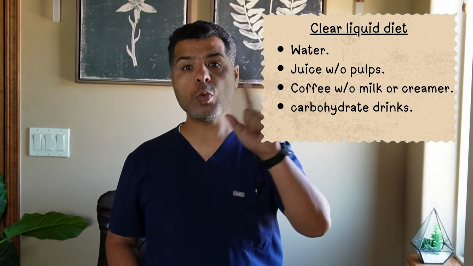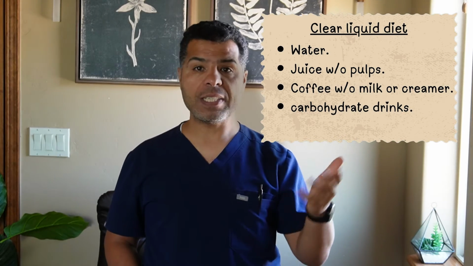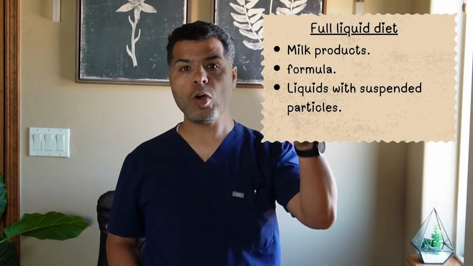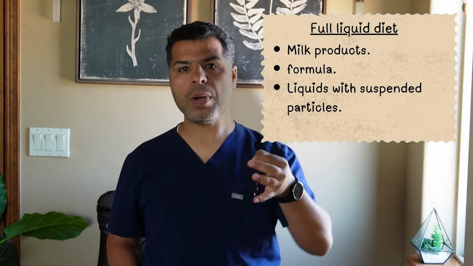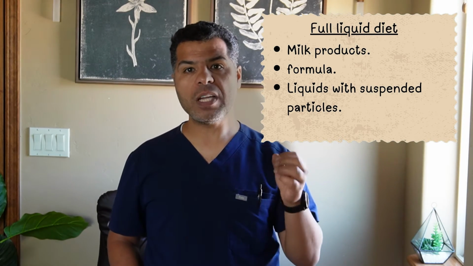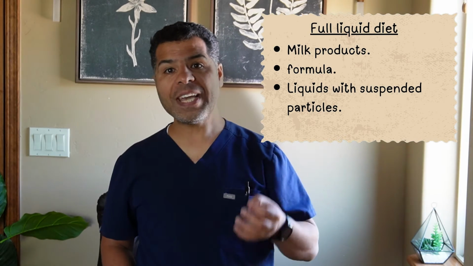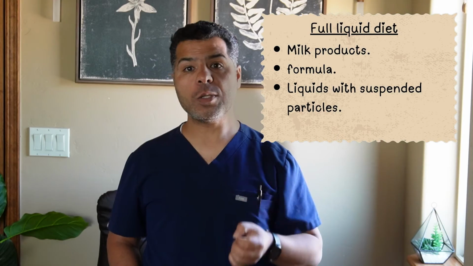Let's move and talk about pre-procedure NPO guidelines. But before that, let me explain what clear liquid and full liquid diets mean. Clear liquid includes water, juices without pulp, coffee or tea without milk or cream, and carbohydrate drinks like sodas. On the other hand, non-clear or full liquid diets include milk products, formulas, and other liquids with suspended particles or pulps. Milk is treated more like a solid, as gastric emptying of non-human milk has been thought to be similar to emptying of solid food. Chewing gum that is swallowed is considered a solid food as well.